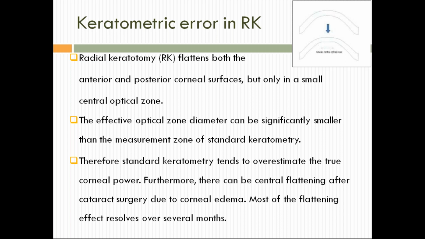Keratometric error in radial keratotomy. Radial keratotomy flattens both the anterior and posterior corneal surface, but only in a small central optical zone. The effective optical zone diameter can be significantly smaller than the measurement zone of standard keratometry. Therefore, standard keratometry tends to overestimate the true corneal power. Furthermore, there can be central flattening after cataract surgery due to corneal edema. Most of the flattening effect resolves over several months.